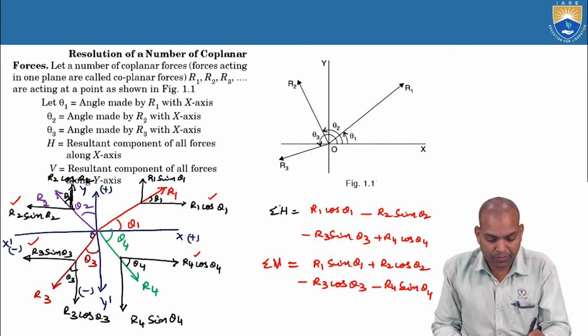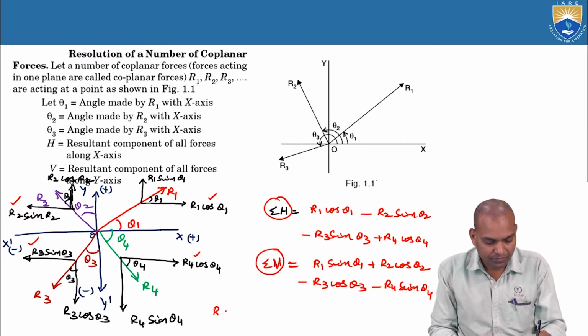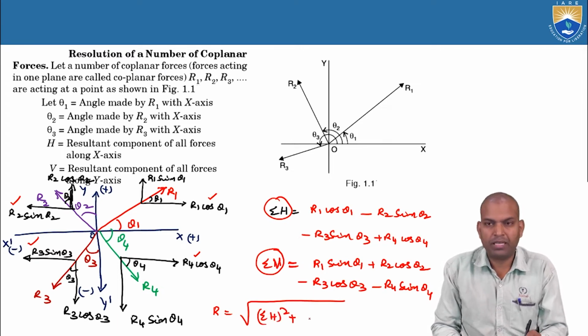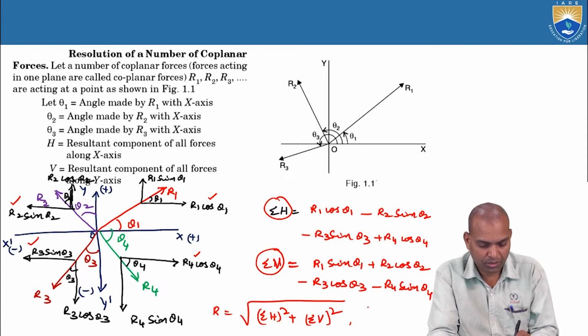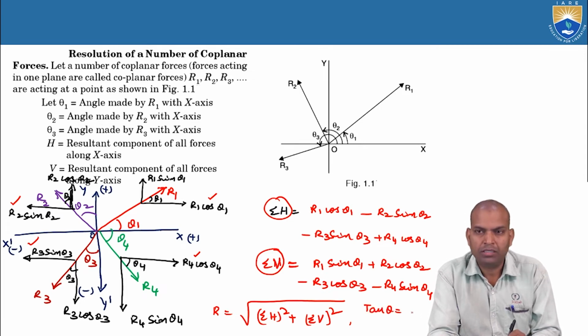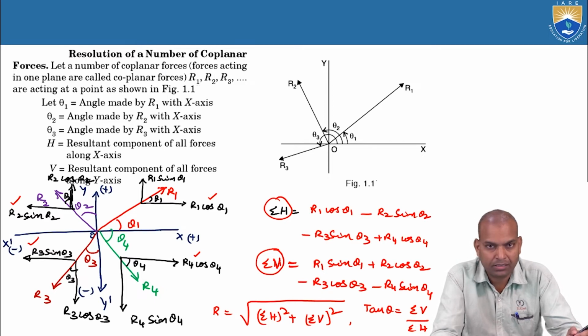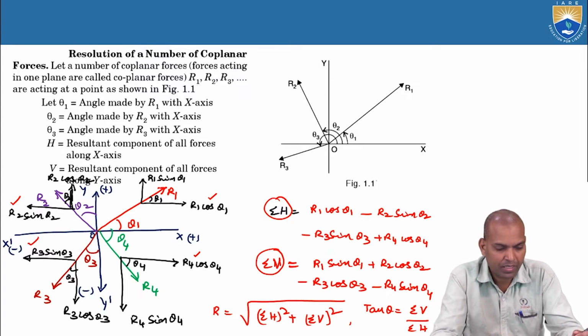So here we have sigma H and sigma V. Now, what about R? R equal to the square root of sigma H squared plus sigma V squared. What is theta? Tan theta equal to sigma V by sigma H. Thus, we have to find out the resultant of coplanar forces by using the method of resolution of forces. Okay.